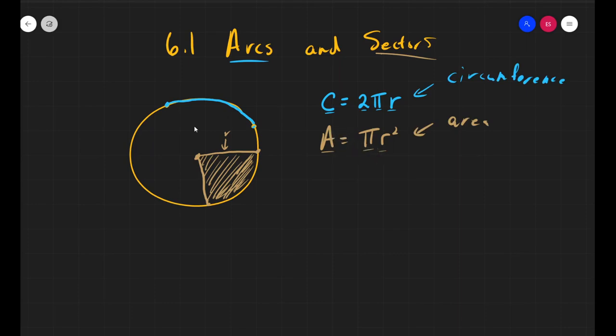Okay, so if we want to find, let's deal with the arc length. If we want to find the arc length, that's going to be equal to, we're going to just take the circumference of the circle, so 2 pi times r, and we're going to multiply that by some fraction. We're going to multiply that by some fraction because we're only going part of the way around the circle. We need to figure out a way to talk about how much.